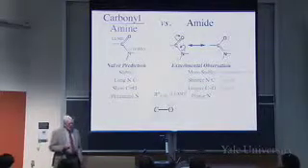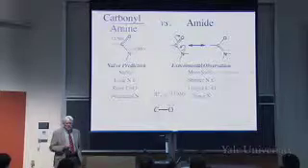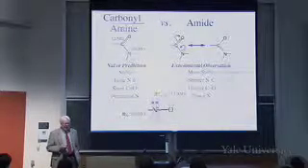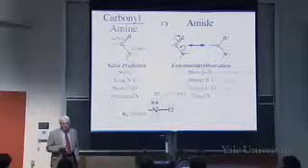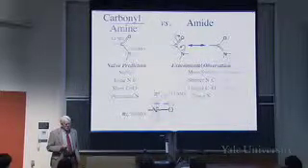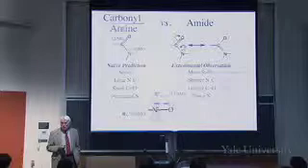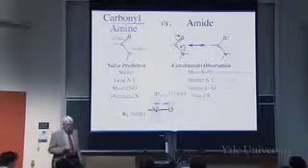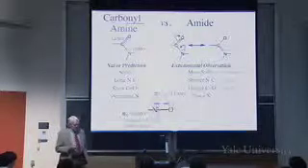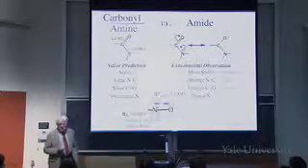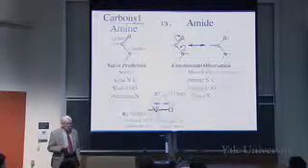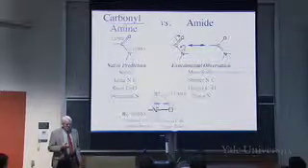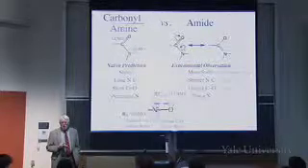So here's the pi star LUMO of the C double bond O. And here in front is the unshared pair on nitrogen in a p orbital, which overlaps and delocalizes, mixes with the vacant LUMO, right? That means that you have a partial double bond for the CN and a partial single bond for the CO. How is it that putting in electrons makes it a single bond rather than a double bond?